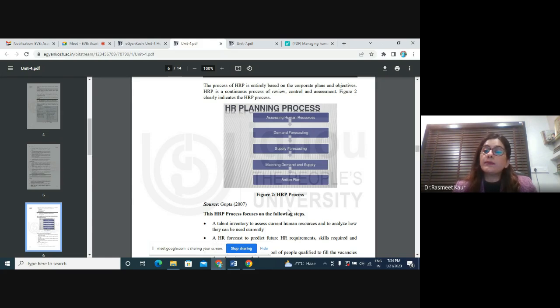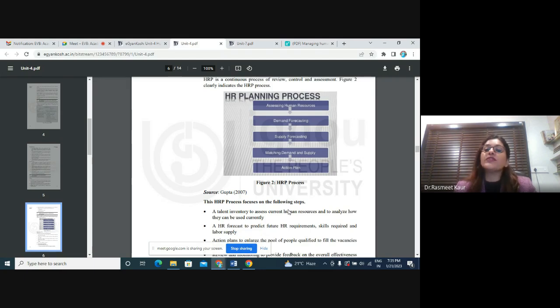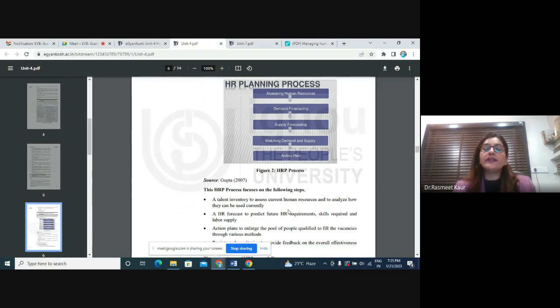So HR planning, I repeat again, how do we do the planning process? We start with first understanding or assessing what is the existing HR which is working with you, what is their talent. We call that doing talent inventory. We try to understand the people, their skill set, their ability, and we try to figure out the inventory of the HR. We call that talent inventory to assess the current human resources and how best they can be utilized. Then you try to forecast or predict future HR requirement, which is called demand forecasting.